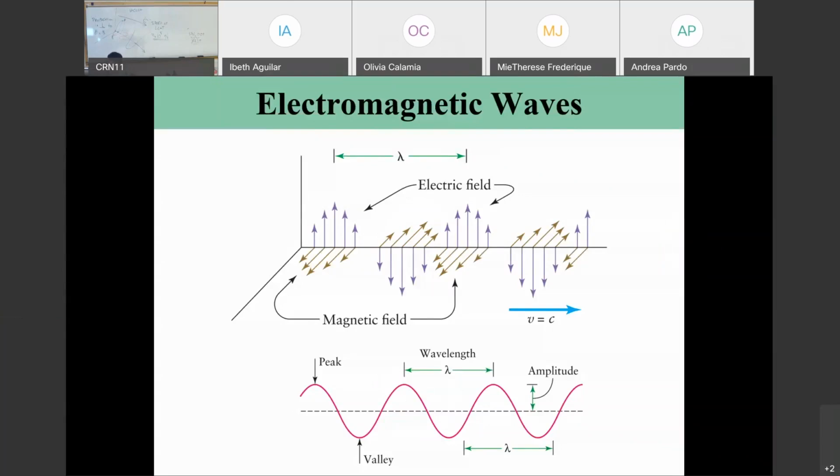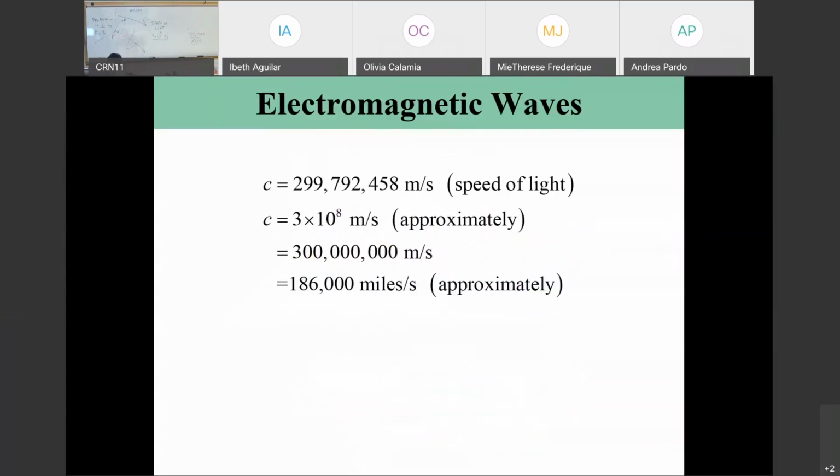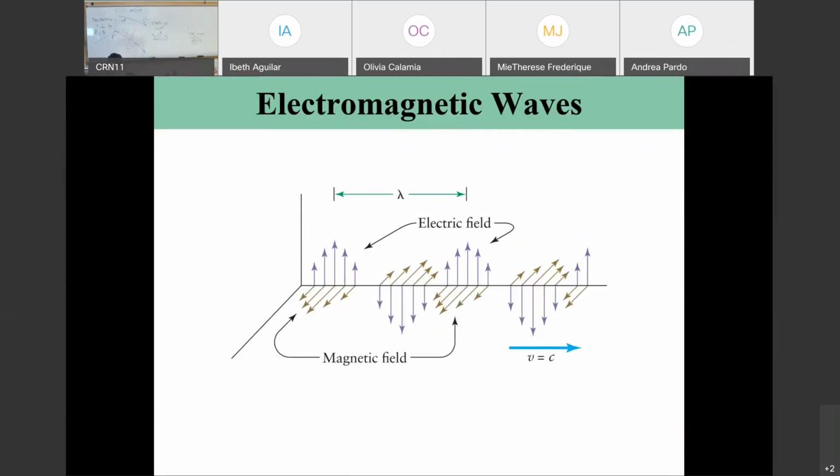The wavelength, as you remember, is the distance between two peaks or two valleys. And it has periodicity. So clearly, you can tell what type of functions we use to model this. We use sine and cosine. There it is, speed of light, magnetic field, electric field.